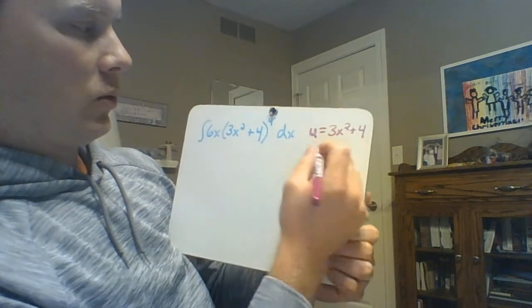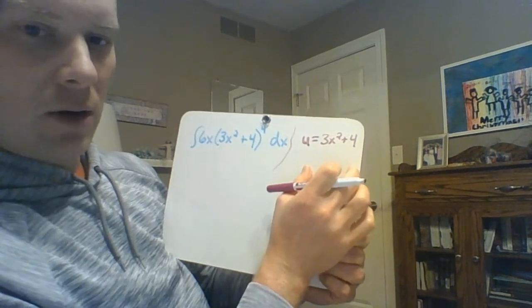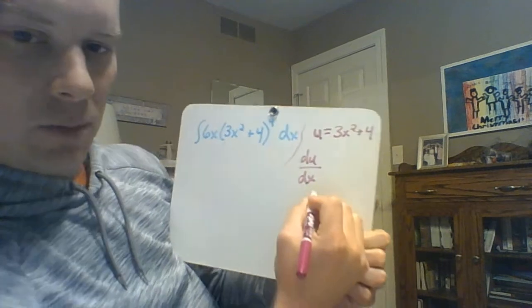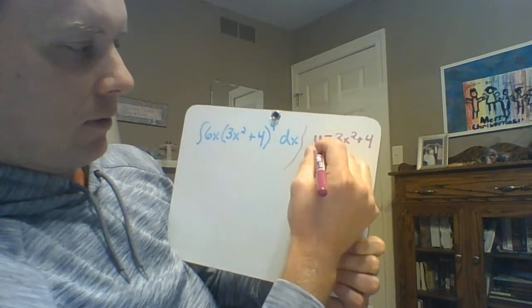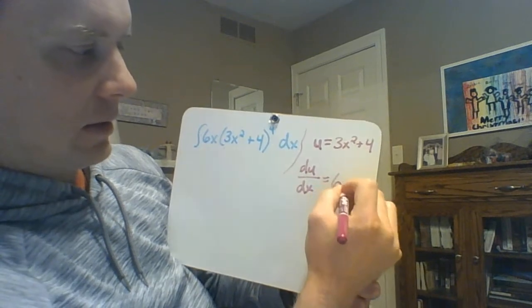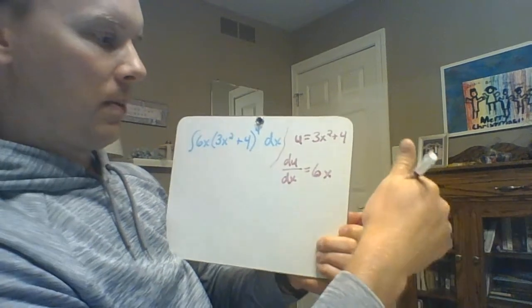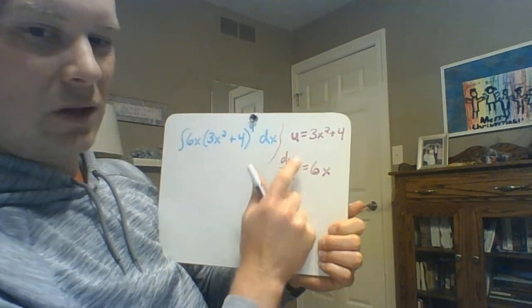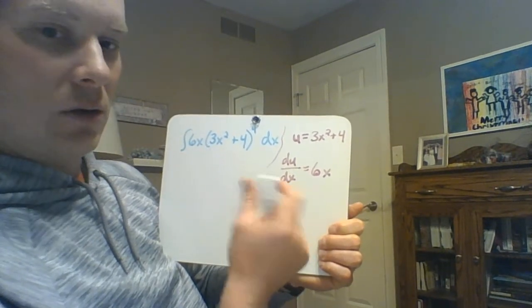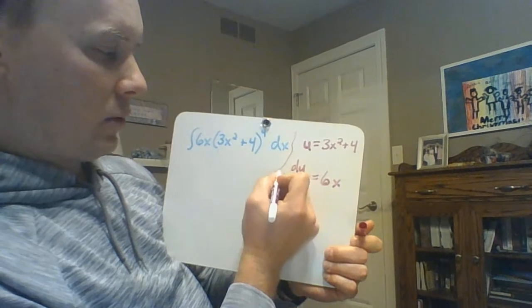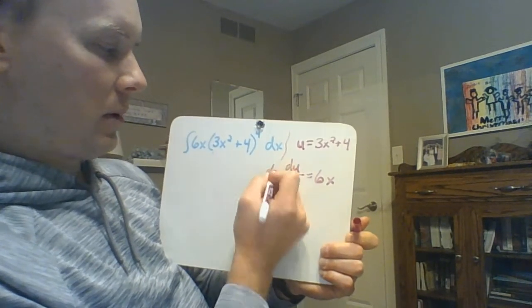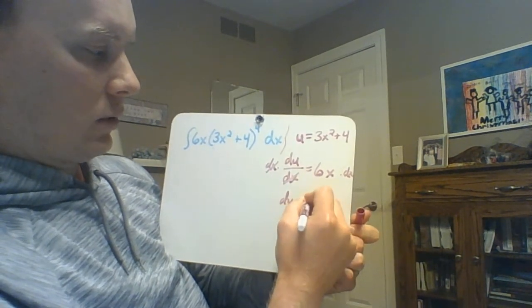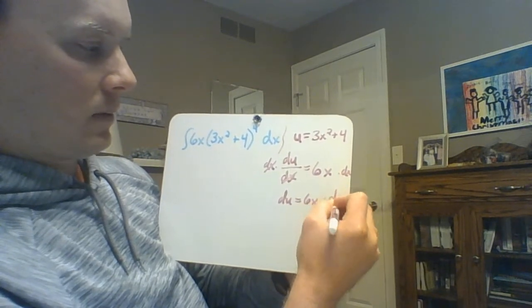What we're going to do now is leave this here, and work here, and say, what is the derivative of u with respect to x? Remember that notation? Well, this is easy, 6x. Now we're going to solve for du. This notation is nice because you can utilize it like a fraction. So we multiply both sides by dx. That goes away here, so we're left with du is equal to 6x times dx.